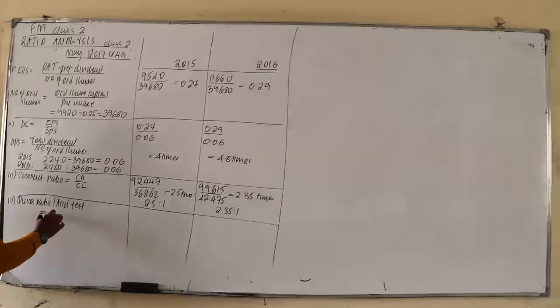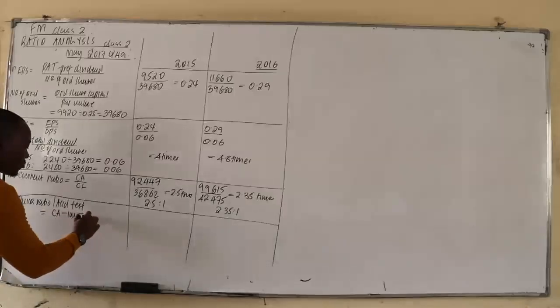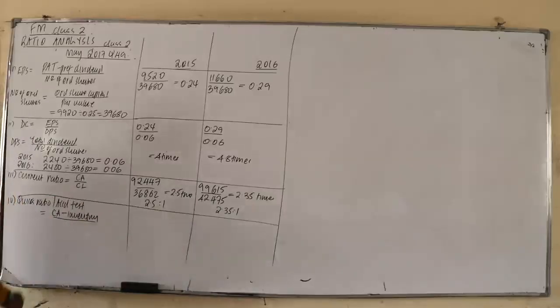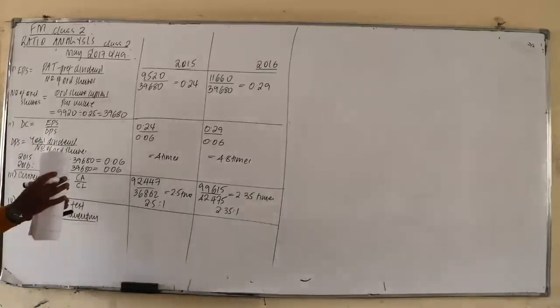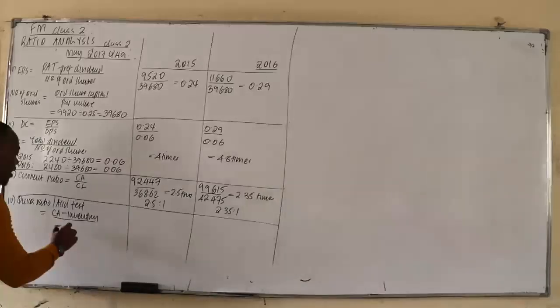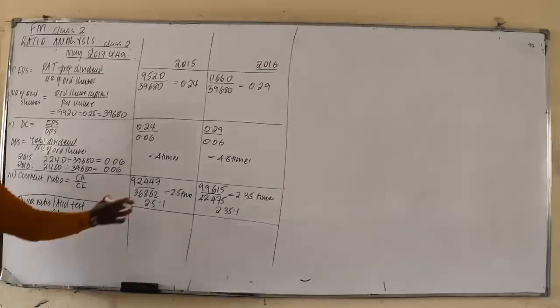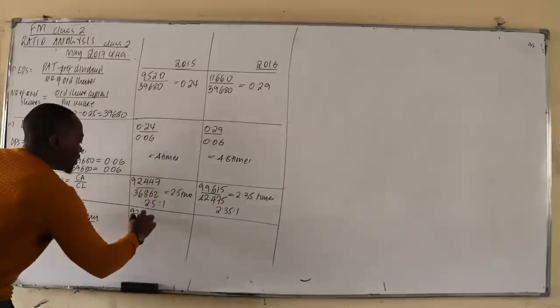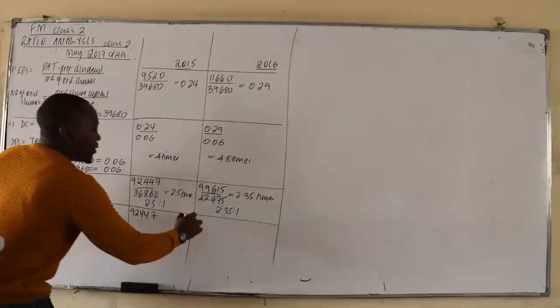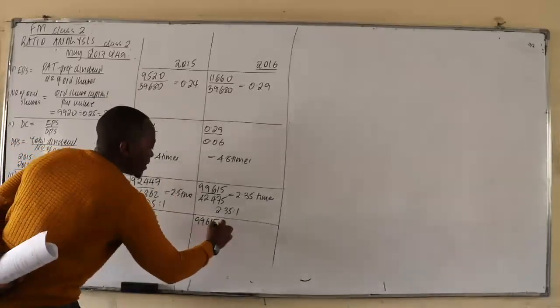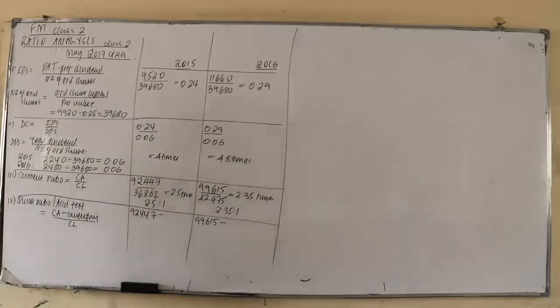So therefore, we'll take the current asset, but you eliminate the inventory, because sometimes it's difficult to convert inventory into cash within a short period, as opposed to the others. Then you divide by the current liability. So the current asset we have is 92,447. Here we had 99,615. Then we eliminate the stock.